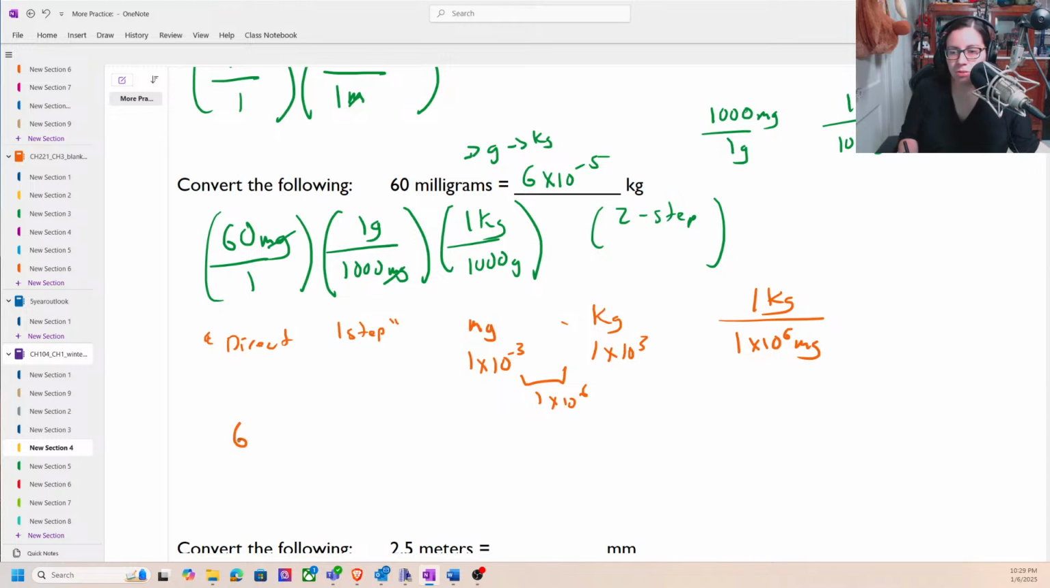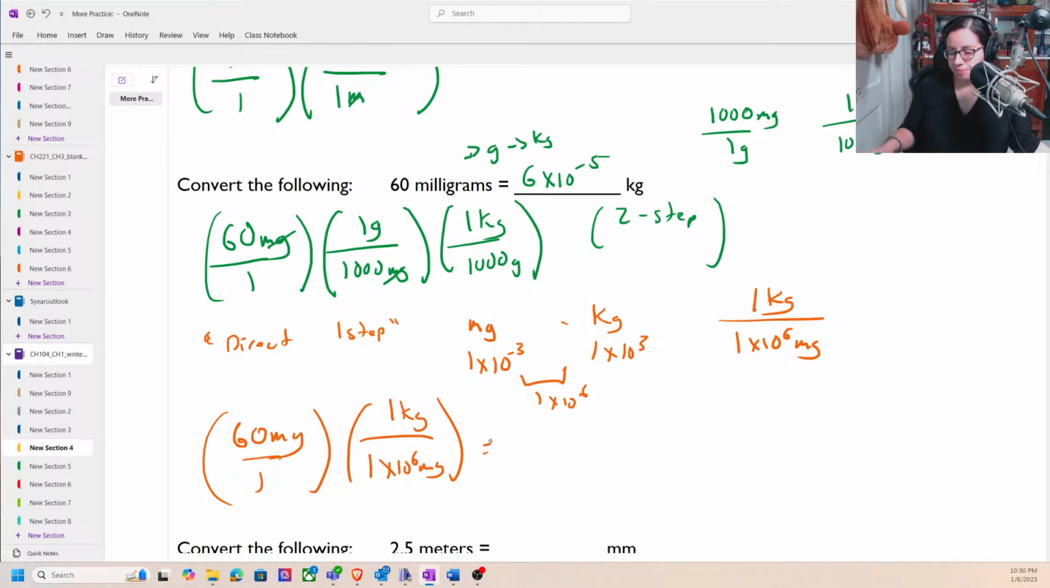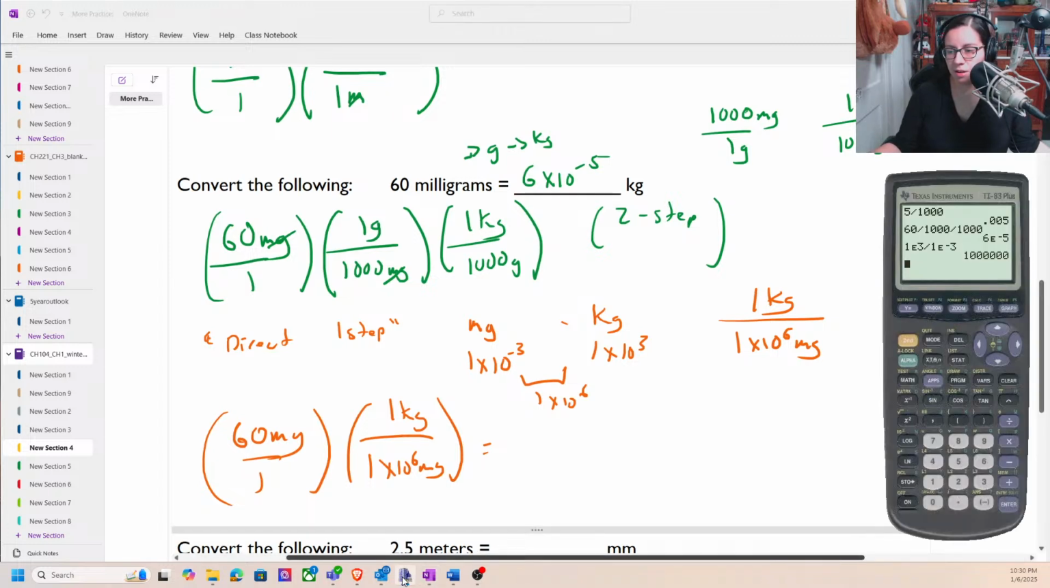And so now we can just directly write out. So we have 60 milligrams. I know that there are 1 times 10 to the 6 milligrams in 1 kilogram. And then that gives us the same answer. I can plug it in just so you believe me.